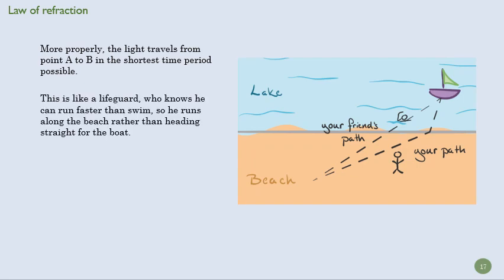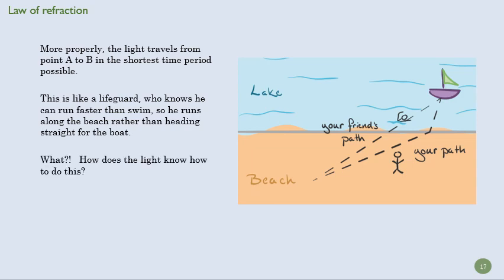We can think of this as a lifeguard who wants to catch this boat that's floating away. He could run a straight path here, but he knows he swims a lot slower than he runs, so it's actually going to take him longer if he swims this way. So what he does is he runs up the beach almost to where he's parallel with the boat and then swims across to the boat. The lifeguard's thinking, how am I going to get there faster?